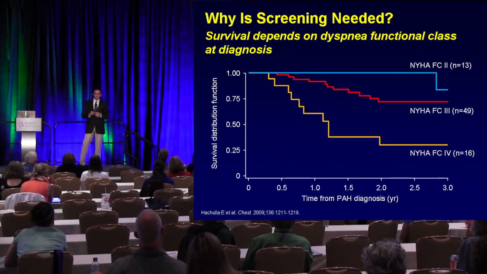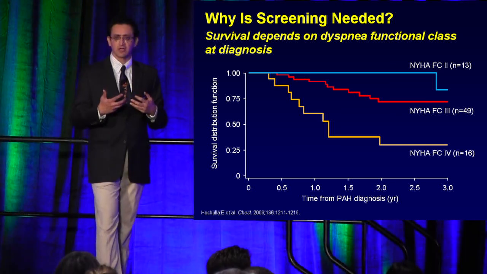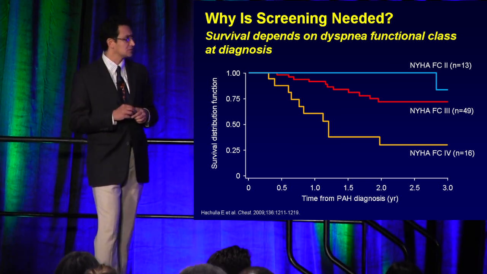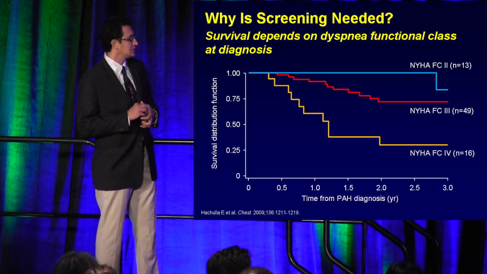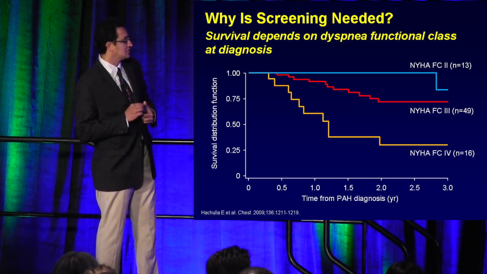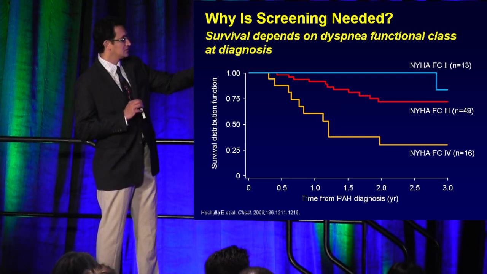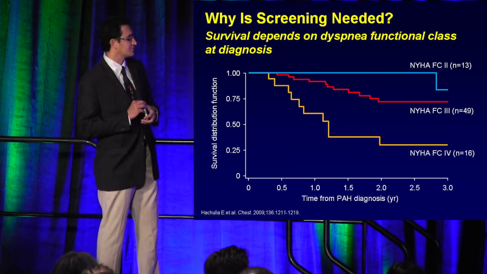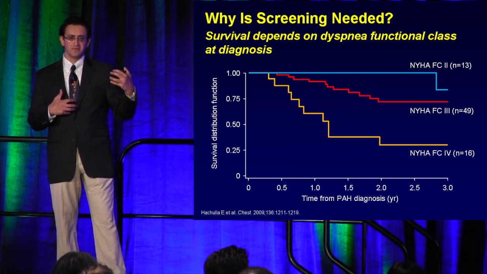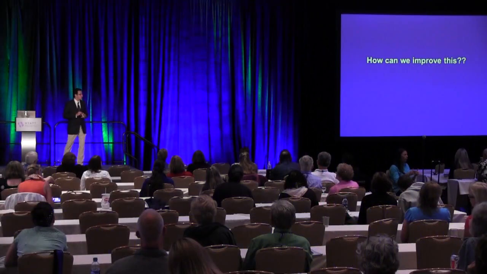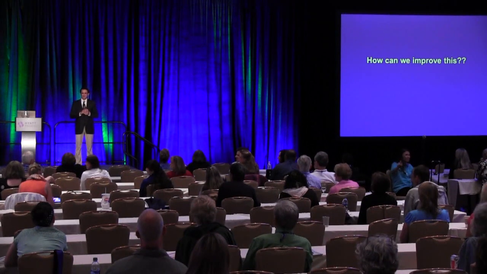Why do we need to diagnose you early? If you look at the survival, and we are not even talking about the quality of life, we are talking about very hard events. We are talking about whether a person is alive or dead. If you are functional class 2, the blue line up there, the survival is about 75%. If you look at functional class 3, it's about 70%, and if you look at functional class 4, it's about 25%. So it really does matter whether you have functional class 2, 3, or 4. So how can we improve this? We'll go to you. What do you think? Early screening, do you agree?